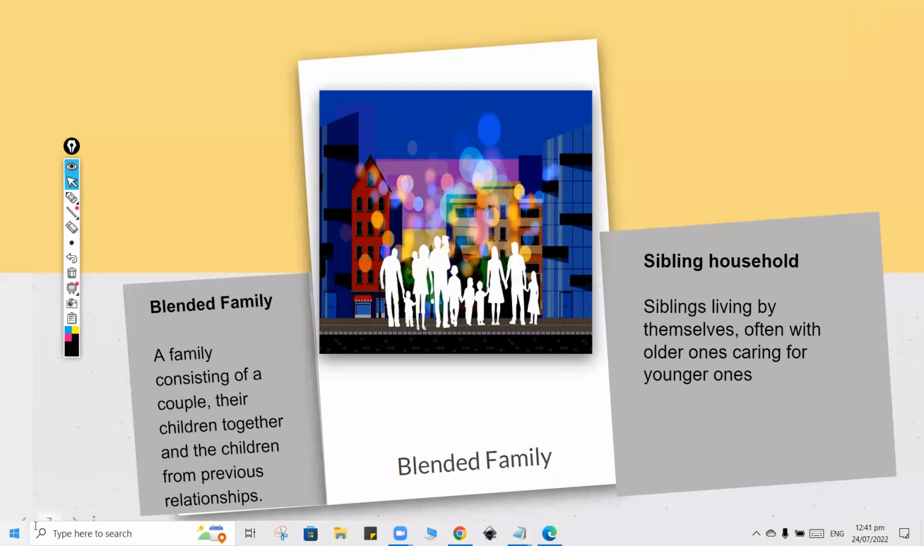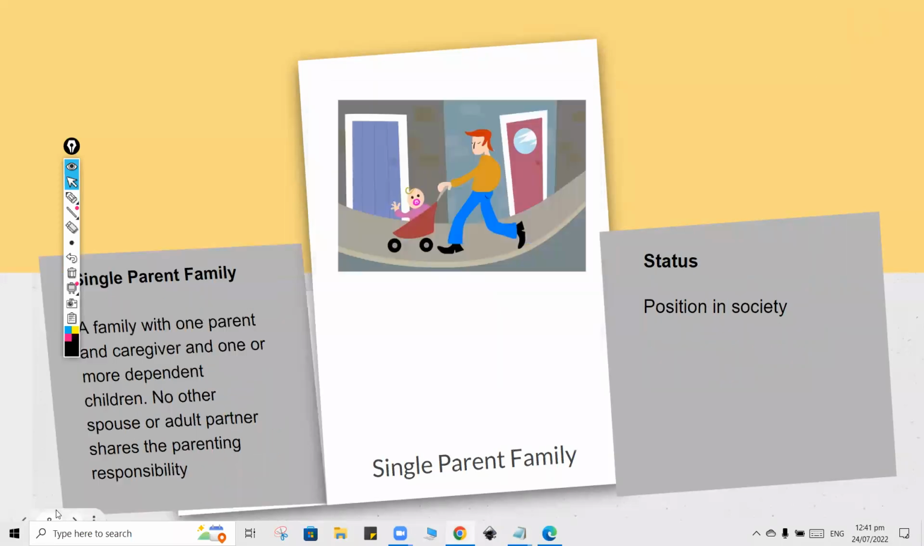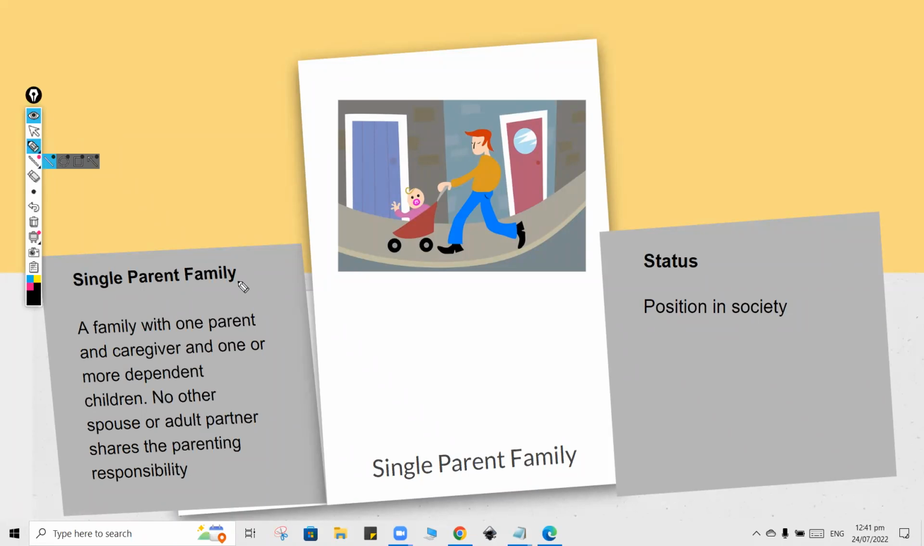Okay, so we're going to the next slide. Okay, single parent family. So this is the type on the left, and then we are back to a term on the right hand side. All right, so related term. Right, status, which is one's position in society. Is one a father? Is one a mother? Is one a dependent? Is one independent? A minor or adult, whatever.